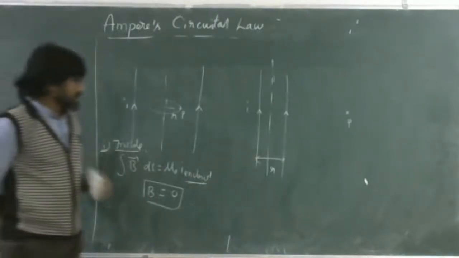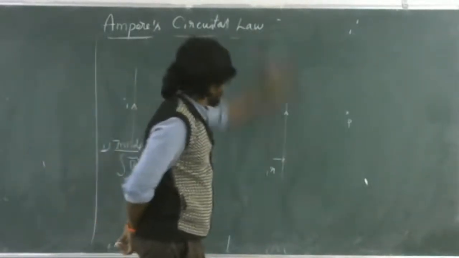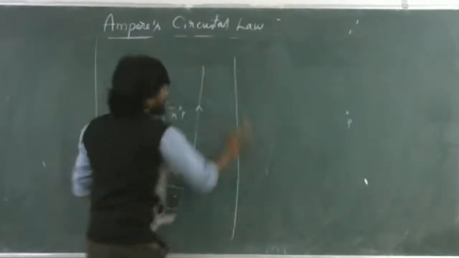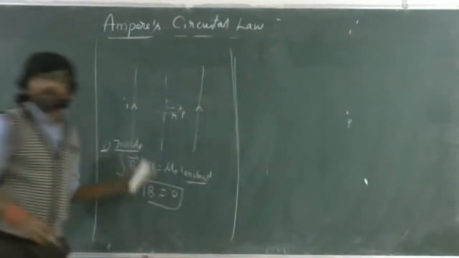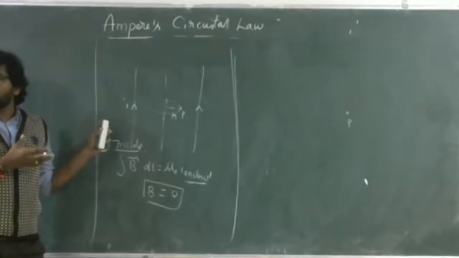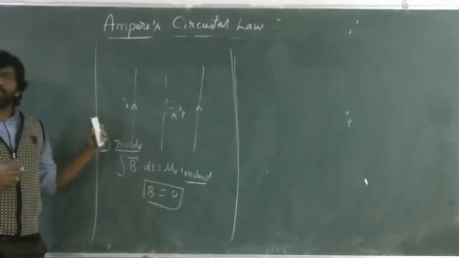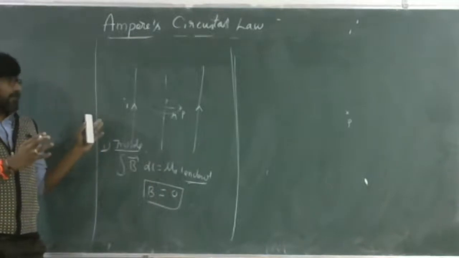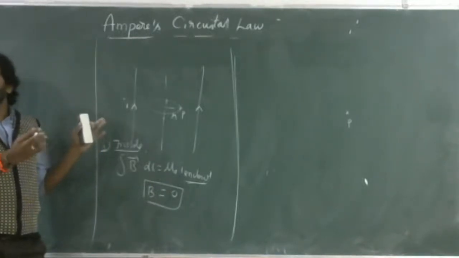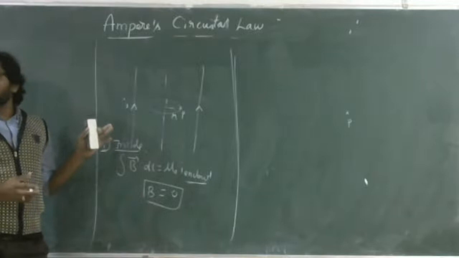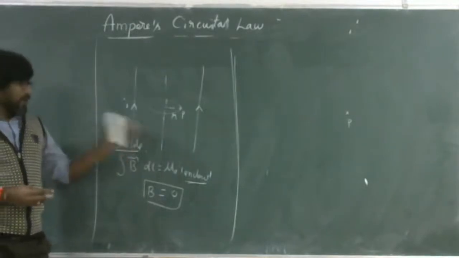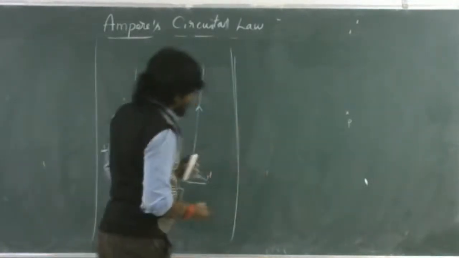Whereas in case of an outside point, we can actually find the same thing by using Biot-Savart law also. Biot-Savart law can apply even to find the magnetic field due to a thick conductor or solid conductor. Okay, let us see that also if it is required.